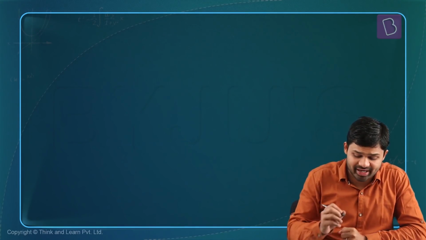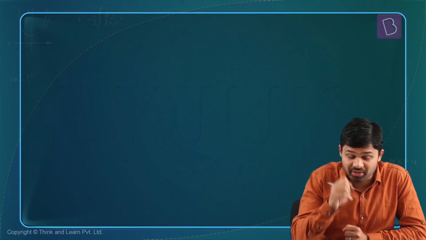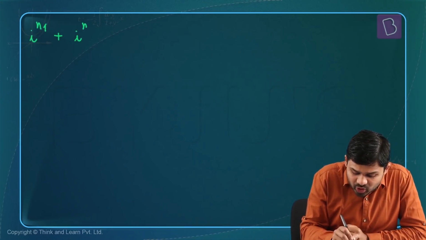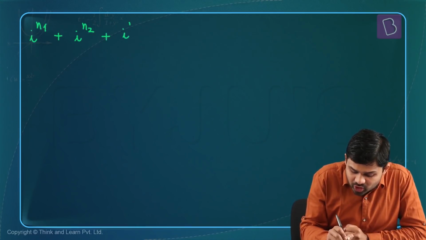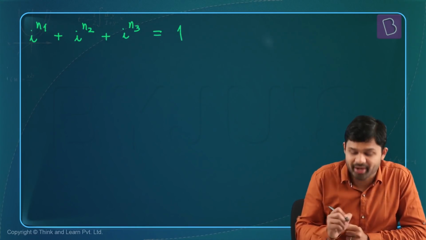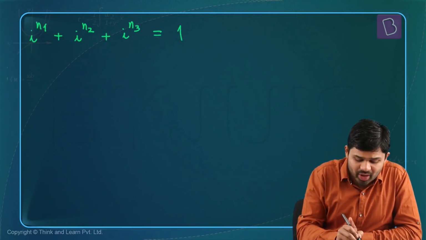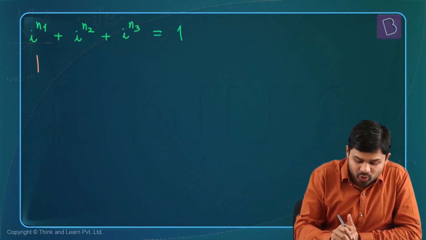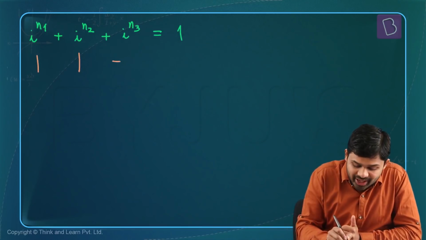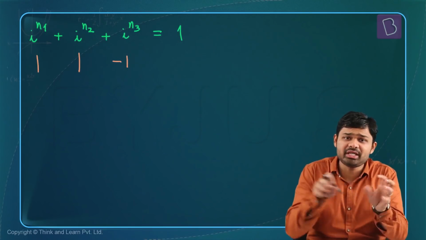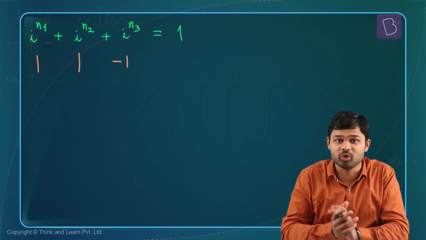Now let's look at the event. N1, N2, N3 are the 3 outcomes, but they satisfy a condition: iota to the power N1 plus iota to the power N2 plus iota to the power N3 is equal to 1. Now when can this happen? Suppose iota to the power n1 is 1, iota to the power n2 is 1 and iota to the power n3 is -1. Of course, the sum will be 1. Any different permutation of this is going to give you a sum of 1.